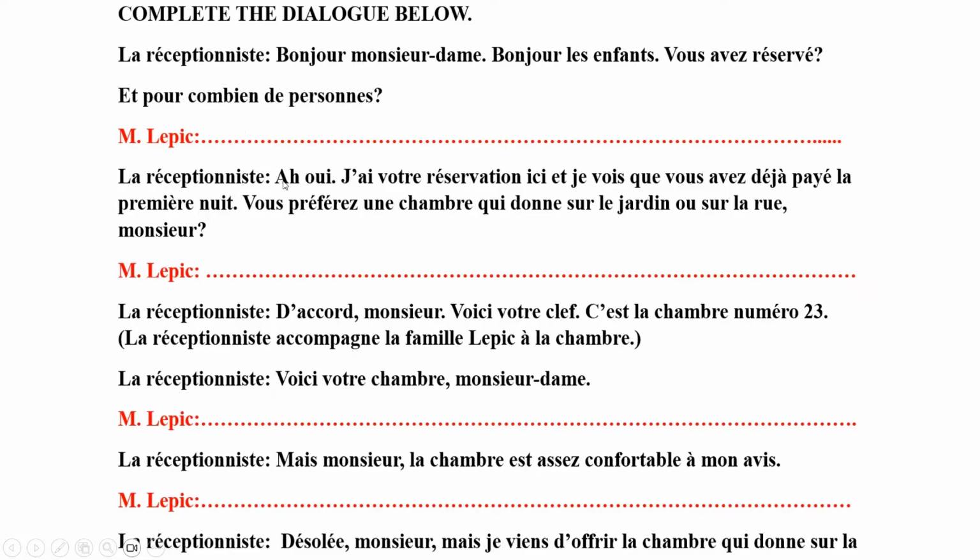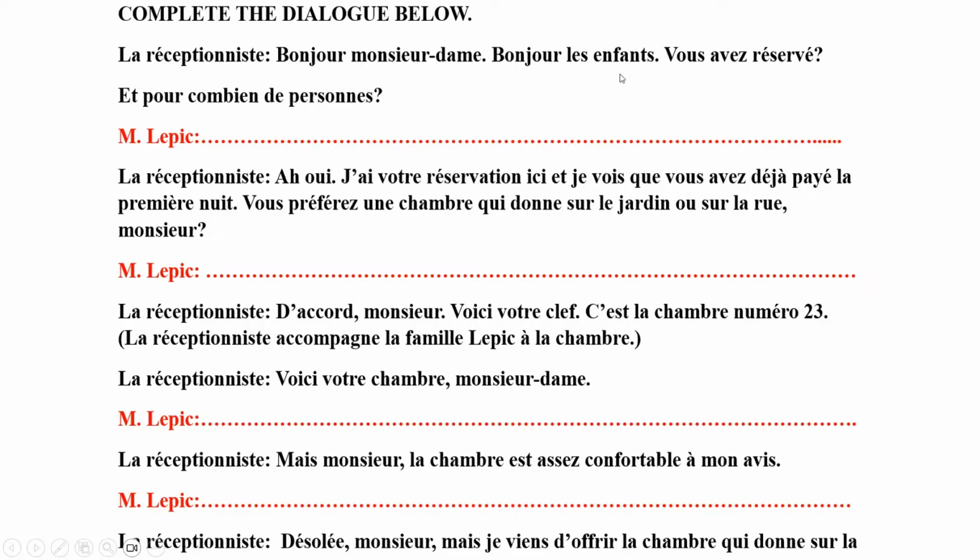All right, our part here is blank for the moment. Then the receptionist says below here, "Ah oui, j'ai votre réservation ici et je vois que vous avez déjà payé la première nuit. Vous préférez une chambre qui donne sur le jardin ou sur la rue, monsieur?" So the top bit here is what is important. After we give our response here, she's going to say, "Ah oui, j'ai votre réservation ici et je vois que vous avez déjà payé la première nuit."